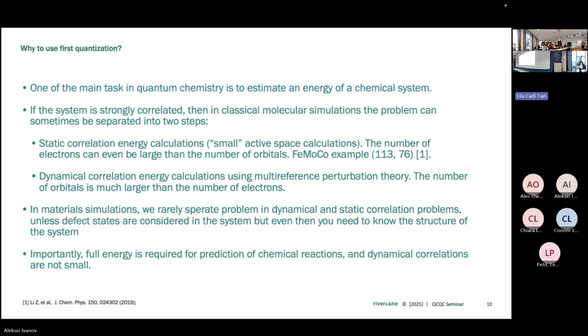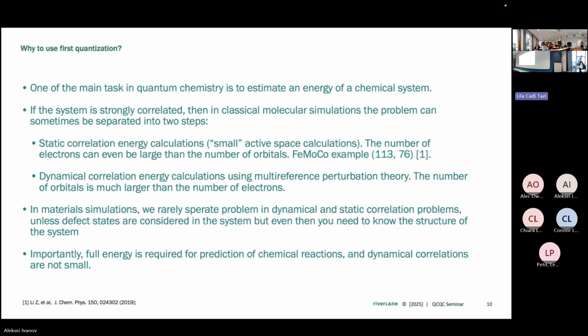But if you're interested in total energy, you still need to do the second step and calculate so-called dynamical correlation. And usually this is done with some perturbation theory. And the number of orbitals there is actually much larger than the number of electrons because you need to go in the full space. And then in material simulations, we actually really separate the problem into the active space and the dynamical correlations. So we're always interested in total energy calculations.